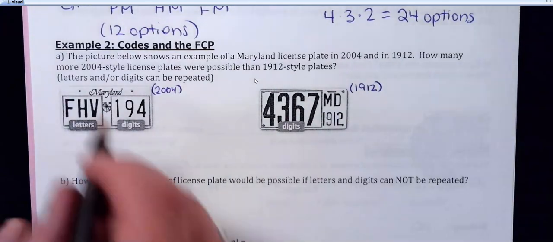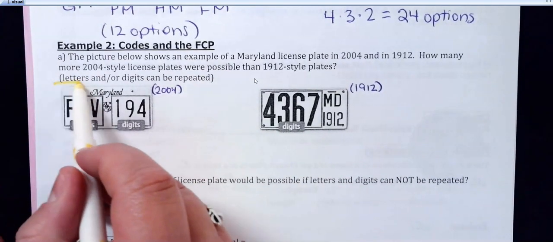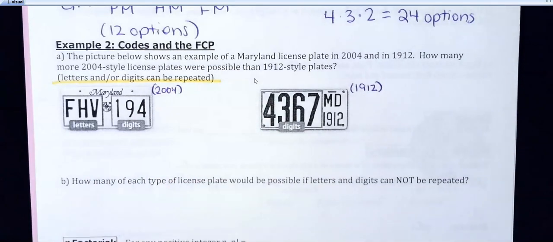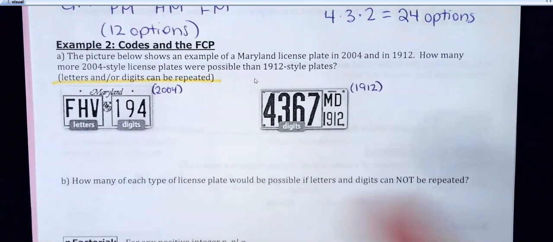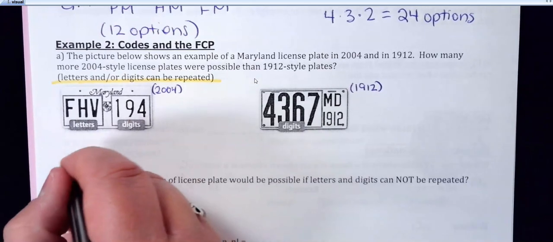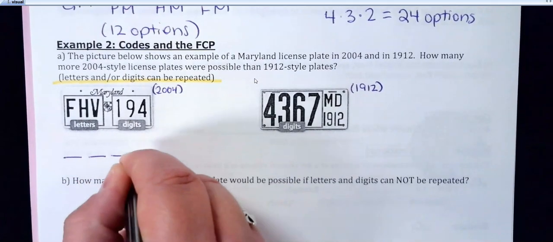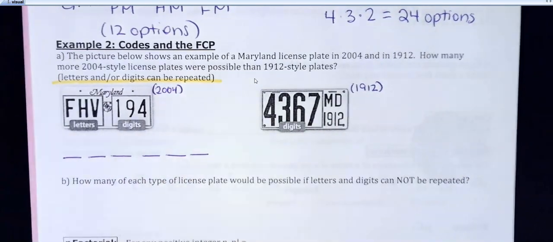All right, and it does say, this is important because we're going to do a different question underneath this. The letters and the digits, they could be repeated. So like this could say, you know, ABA or whatever. I can repeat stuff. So I'm just going to write this out. I have 3 letters in this license plate, and then I have 3 numbers.